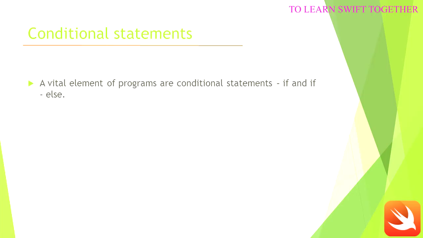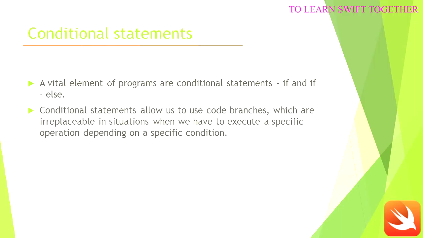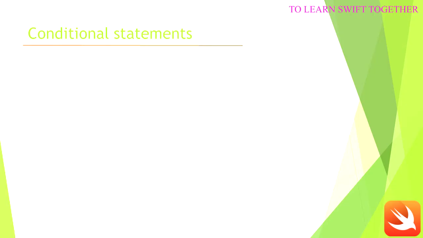Another vital element of programs are conditional or control statements, if and if else. Conditional statements allow us to use code branching. They are irreplaceable in situations when we have to execute a specific operation depending on a specific condition. In its simplest form, a conditional expression looks like this.